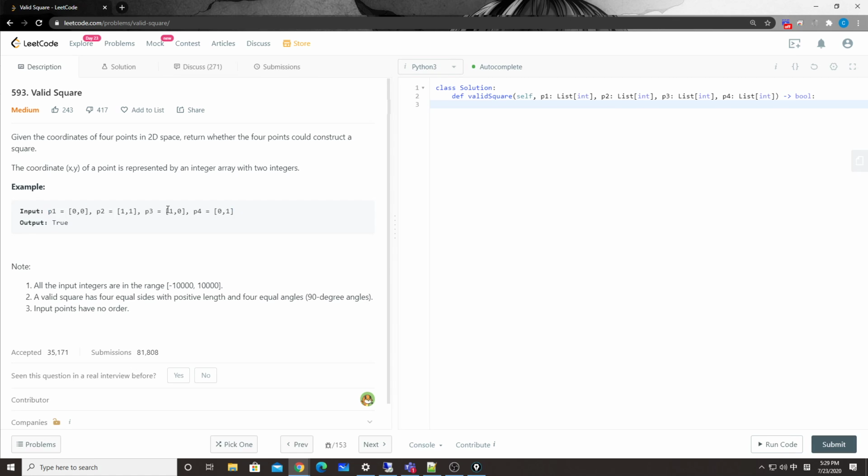Okay, so the problem is pretty straightforward. You're given four coordinates, and it asks you to check if these four coordinates can form a square. Notice here it's a square, not a rectangle. Which means, for example, this one here is not a valid answer, right? So it has to be a square.